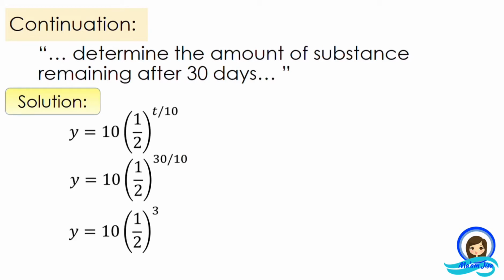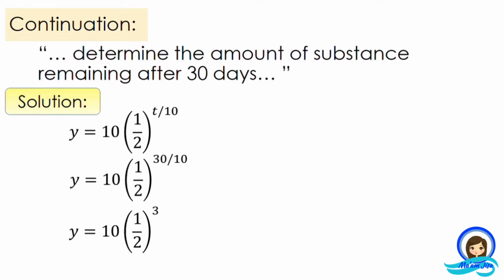Now, you need to get the cube of 1/2 first before you multiply it to 10. So you follow the rule PEMDAS. Parentheses, exponent, multiplication, division, addition, and subtraction. Multiplication and division is left to right. Addition and subtraction is also from left to right.